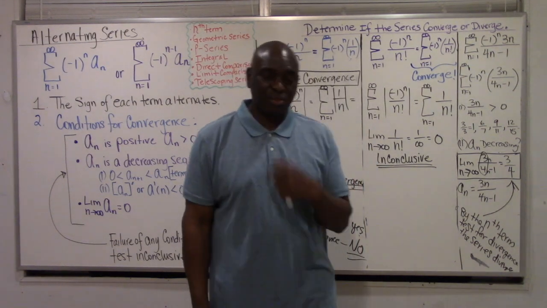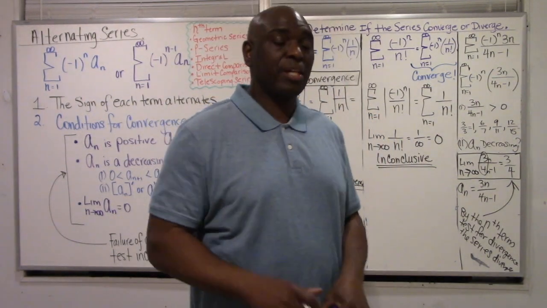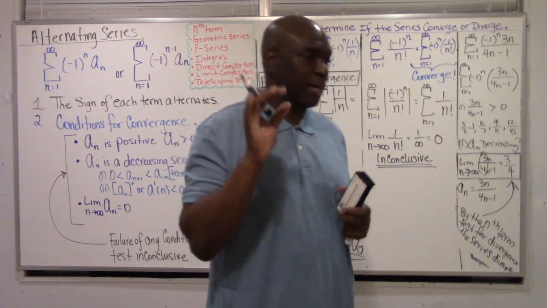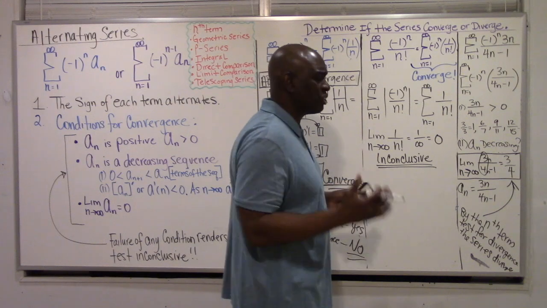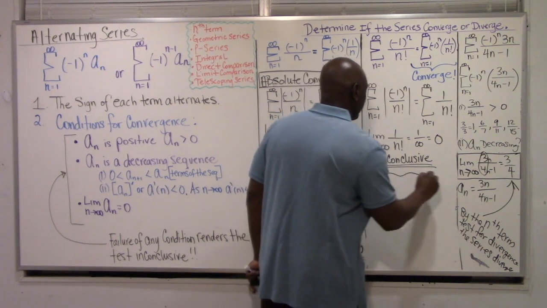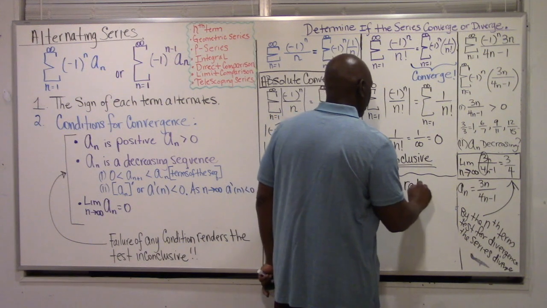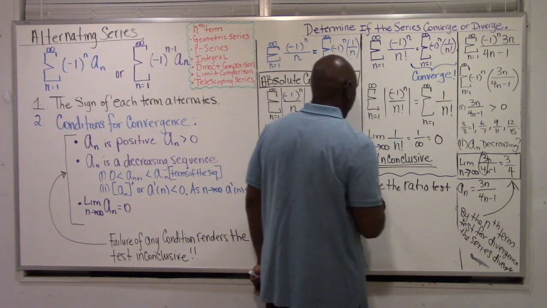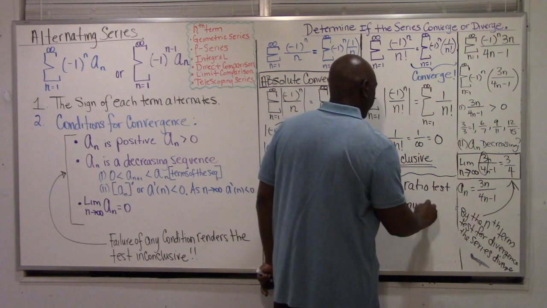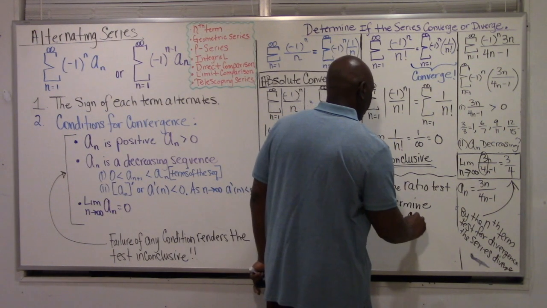Okay? And so what I would do now to teach you whether or not this converges or diverges is use, not the nth root test, the ratio test. I will use the ratio test, which I haven't gotten to yet. I haven't taught you the ratio test. So I'm going to write: use the ratio test to determine absolute convergence.